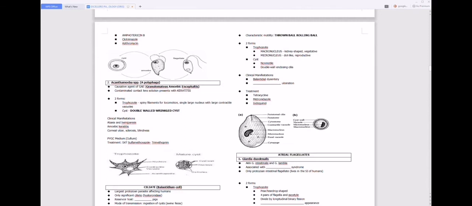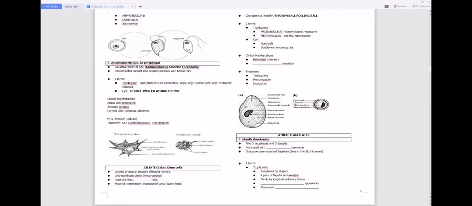Okay? And the cyst is non-motile and double-walled, enclosing the cilia. The cyst also has the macronucleus and the contracting vacuole. So again, infective stage, cyst, diagnostic stage, cyst and trophozoid.